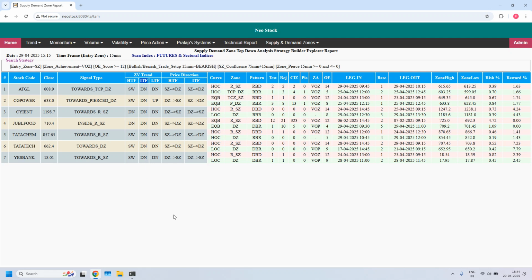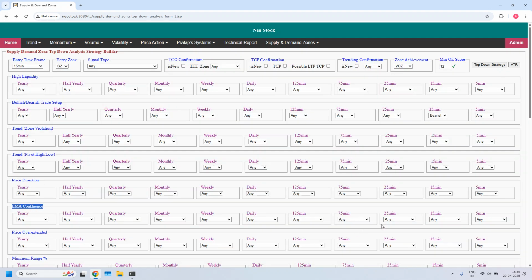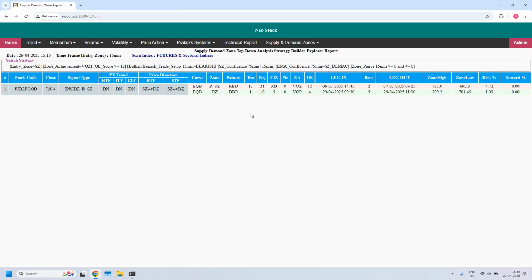Let's verify if any of these 75 minute supply zones are having daily EMA confluence. So one stock is filtered. So this 15 minute supply zone is having more high probability to get success. That's why it is already tested 12 times. But RR is not there.